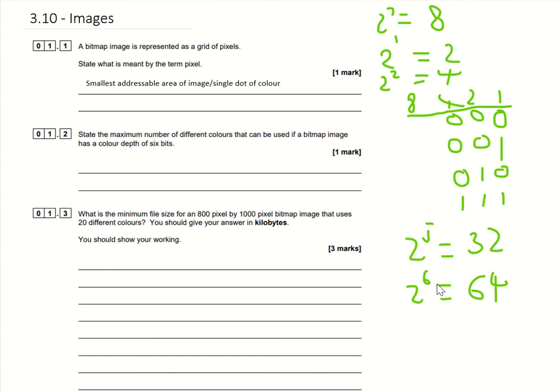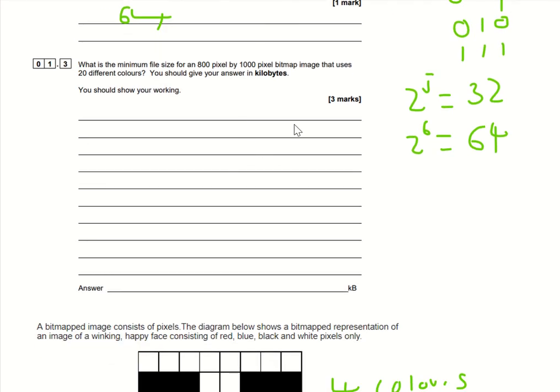So using 6 bits, I can represent 64 colours, okay? So the answer to this is 64, the maximum number of different colours I can represent. So that's how you work out the colour depth. Now that's one part to these next questions you will get in the exam, which is calculating the size of an image.